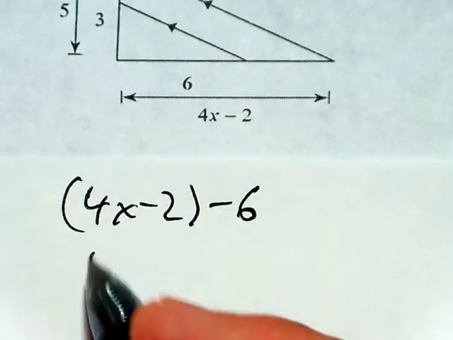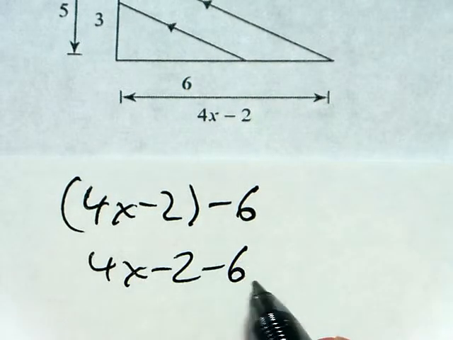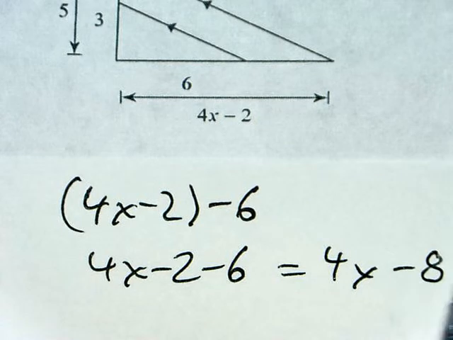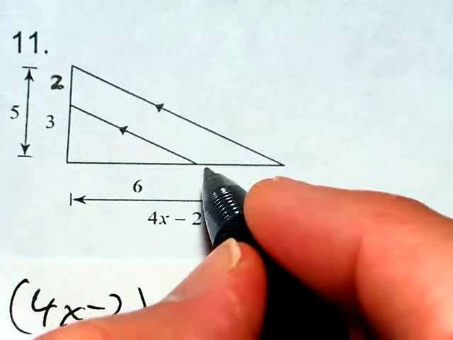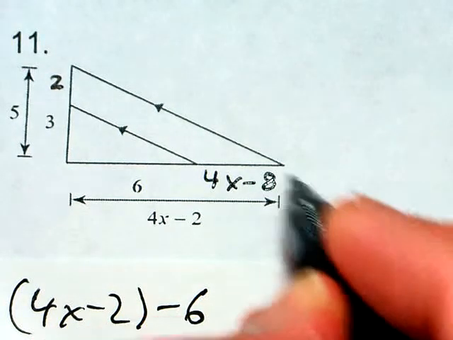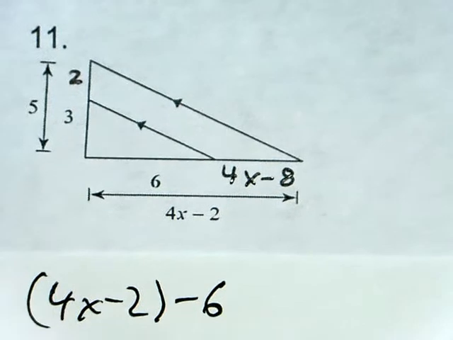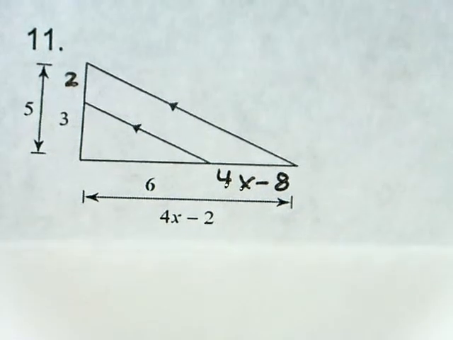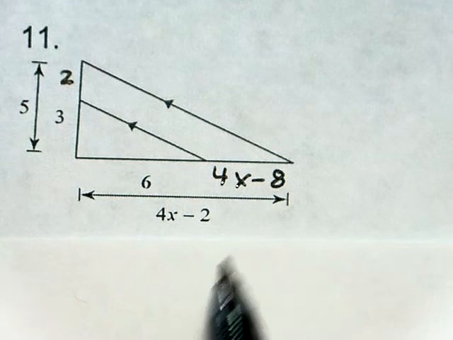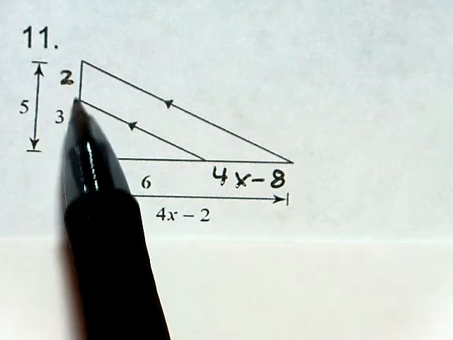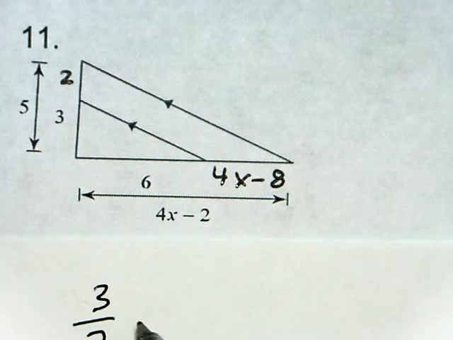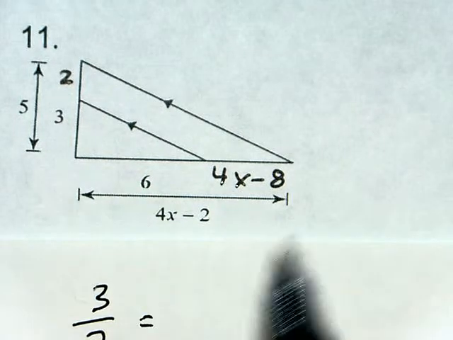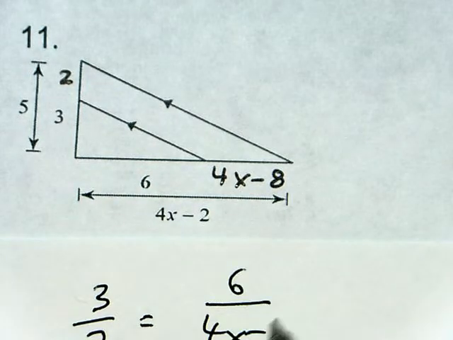Well, this is just 4x minus 2 minus 6, and I hope you realize that that is just the same thing as 4x minus 8. So this piece is 4x minus 8. So we had to solve for that segment. Well, now that we've got that done, we can go ahead and set up our proportions. So we can say 3 to 2 equals 6 to 4x minus 8.